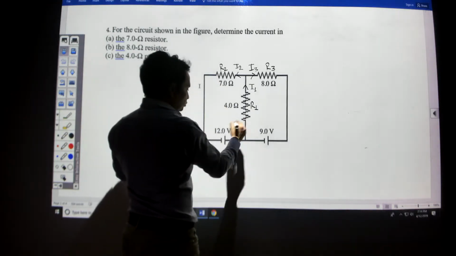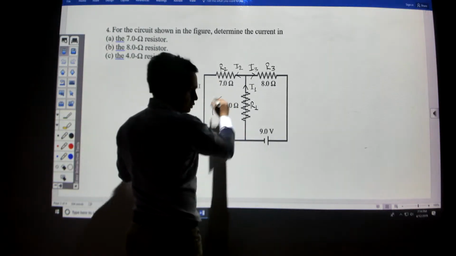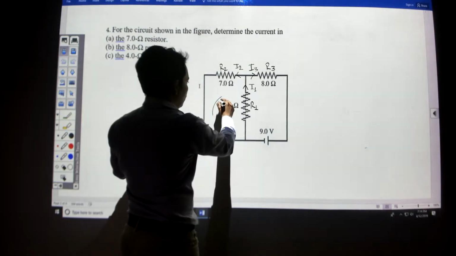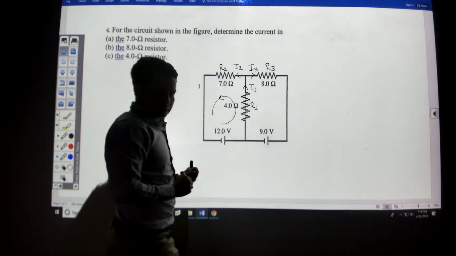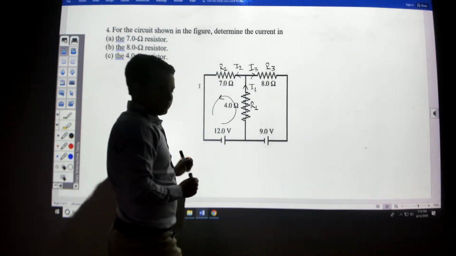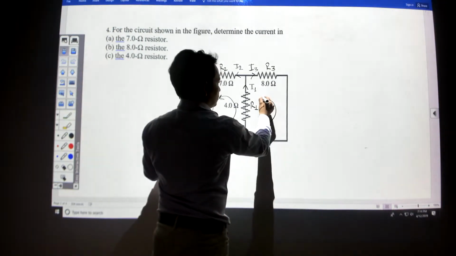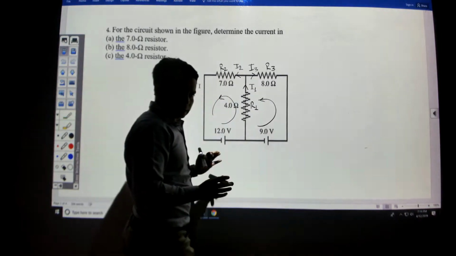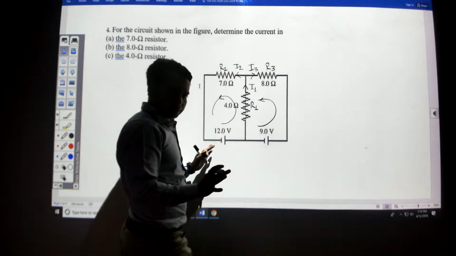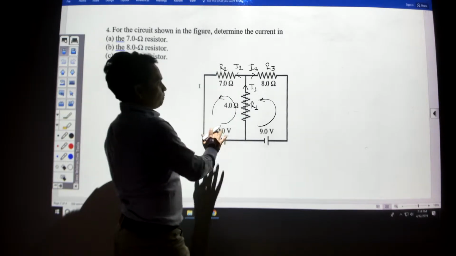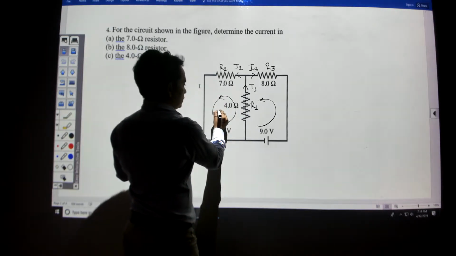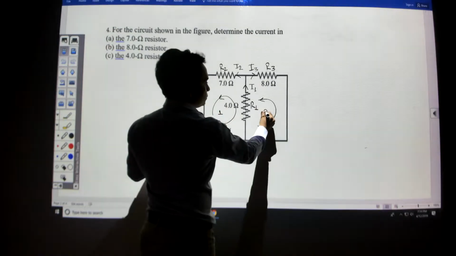And for the loop direction, you can again choose any direction. It can be clockwise or anti-clockwise. I'm just choosing anti-clockwise here, and I'm also choosing anti-clockwise for the other loop. As I was saying, you can choose the direction you like. It's entirely up to you. Now, let's call this loop 1 and this loop 2.